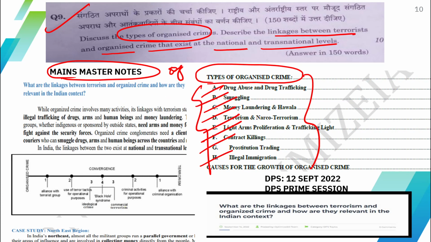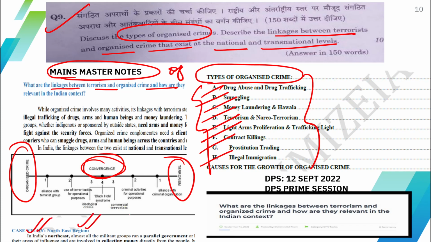Second part, describe the linkages between terrorist and organized crime. You can see here interlinkages between terrorist and organized crime, organized crime and terrorism, and convergence. Such a beautiful diagram I have shown to explain the convergence in the mains master notes, and I have given two case studies also: the northeast region and the Jammu Kashmir region. You will be surprised to know this: just two days before, on 14th of September 2022, I explained this question in the DPS prime discussion.